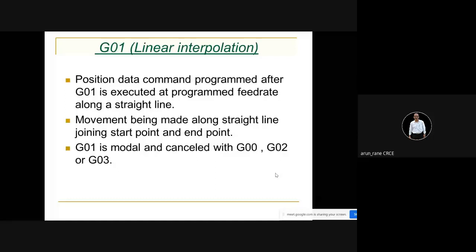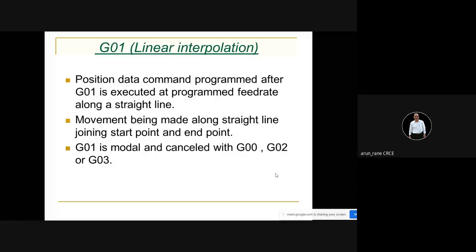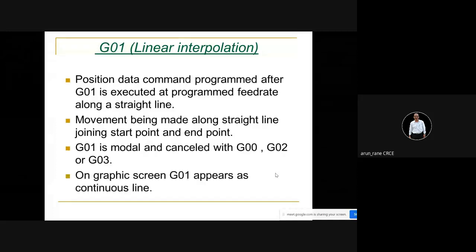Again, G01 is modal, that is, it remains effective in several blocks unless and until it is changed by other codes like G00, G02 or G03. Otherwise, G01 will remain active. In the toolpath simulation, G01 will appear as a continuous line.